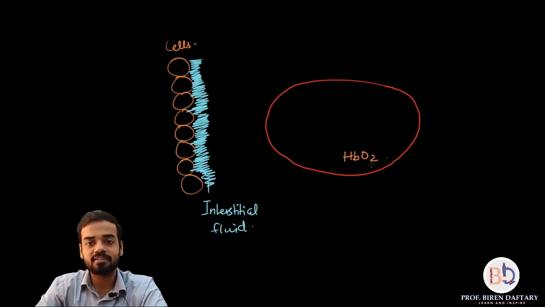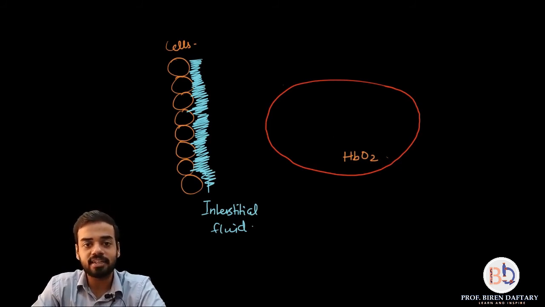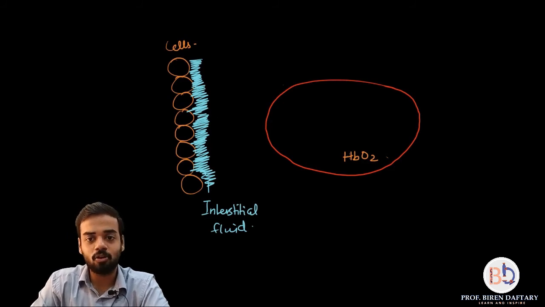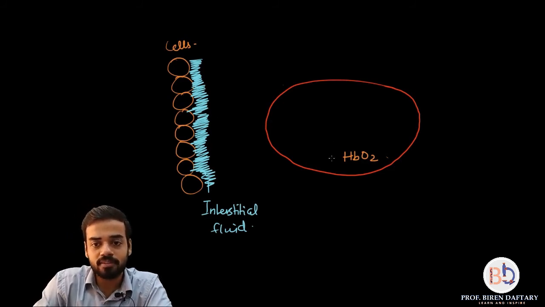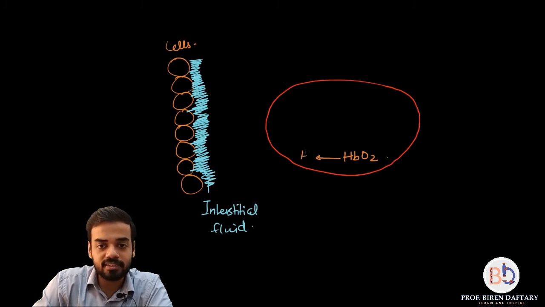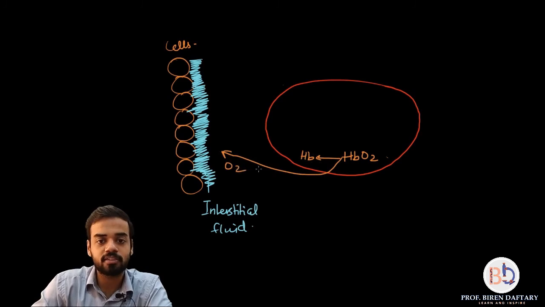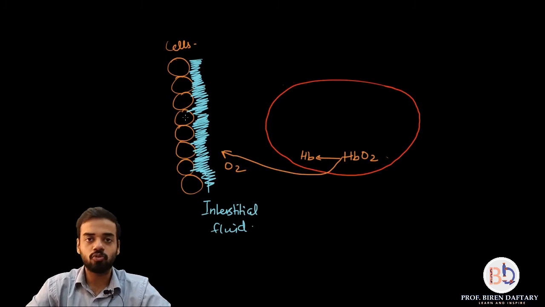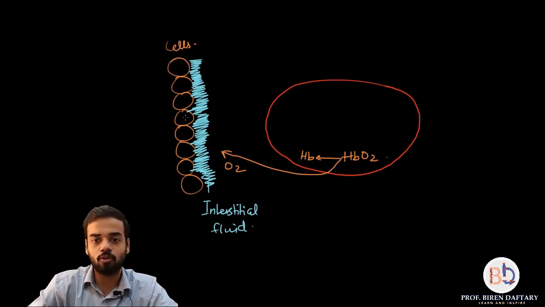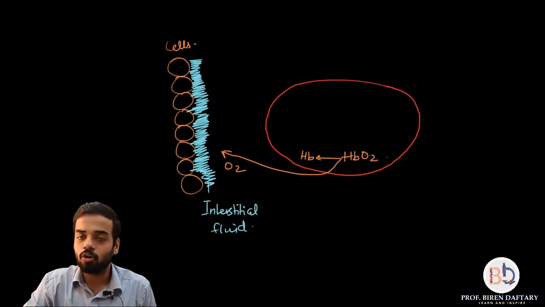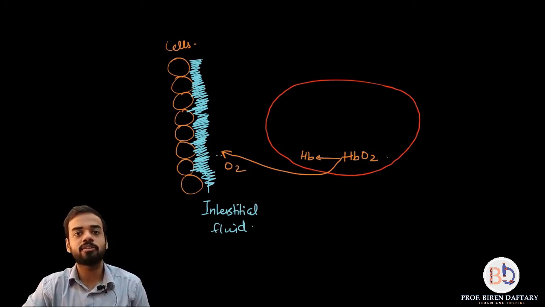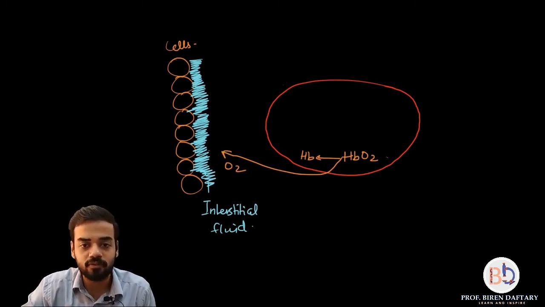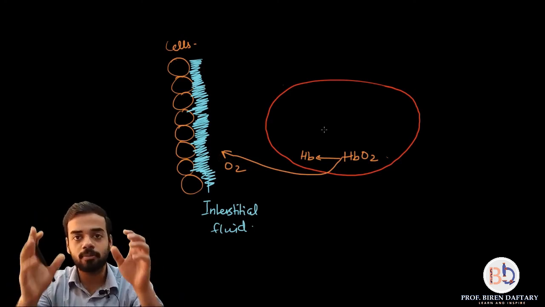As soon as the RBC reaches near the cells, the increased carbon dioxide partial pressure causes this to break, and this hemoglobin stays as it is, whereas the oxygen goes to the cells and is used during respiration. Is this clear? So we have shown the transport of oxygen. Hb4O2 or HbO2 has been broken and oxygen molecules have gone to the cells through the interstitial fluid. Hb is free now.